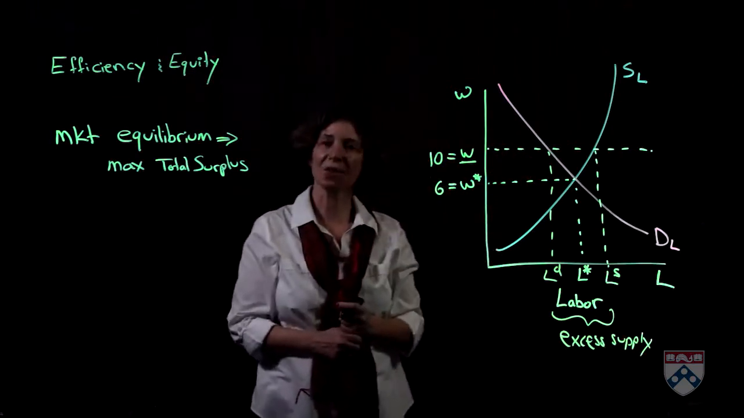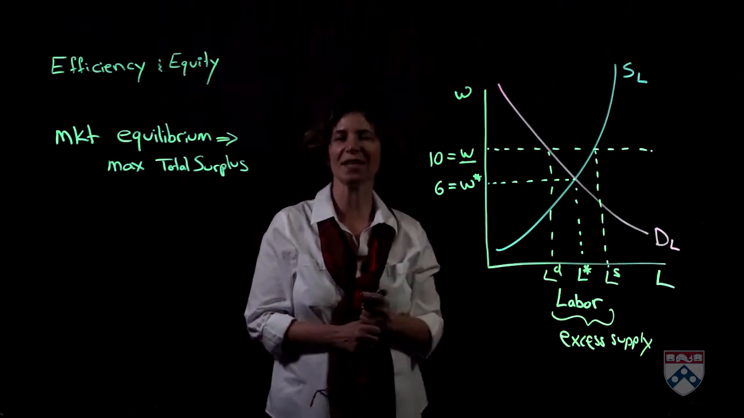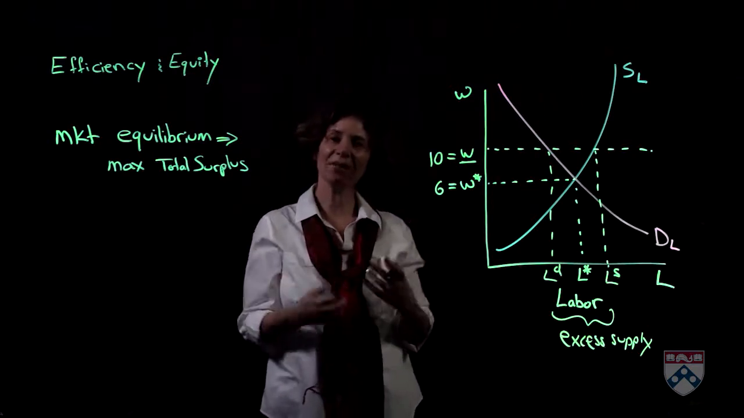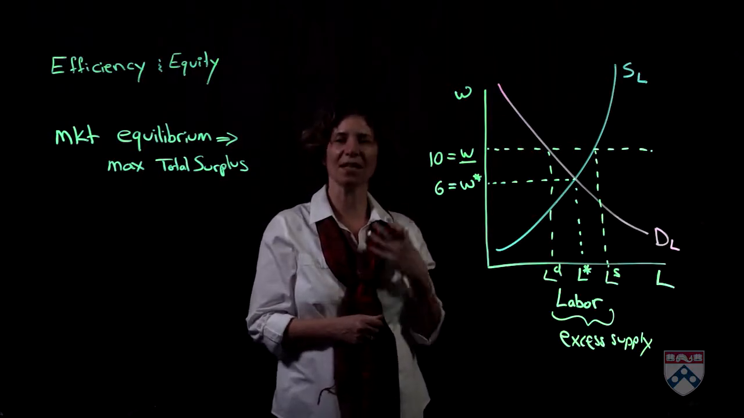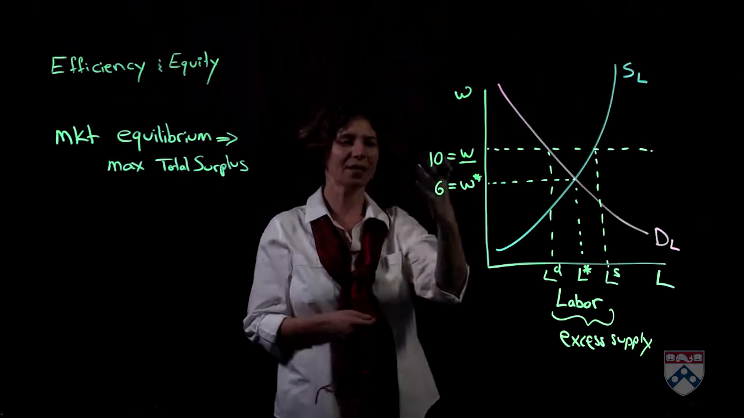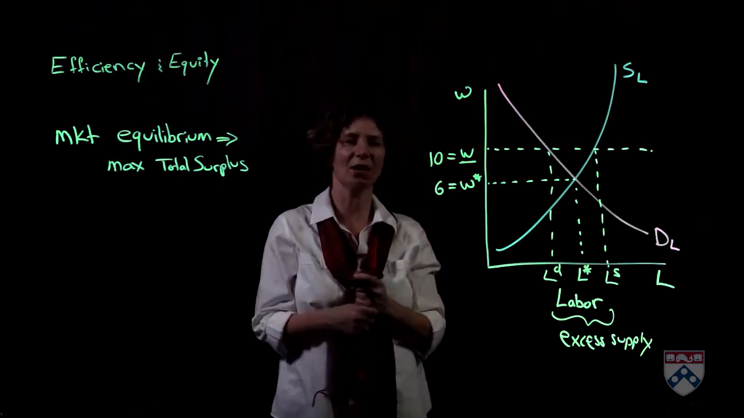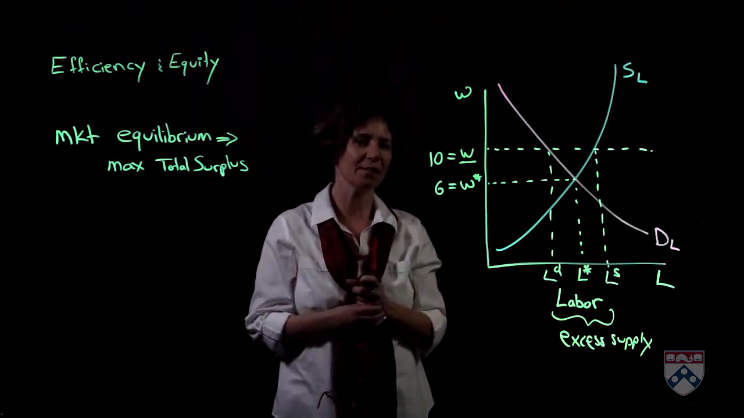Some textbooks and some teachers call this a surplus. I prefer to call this excess supply. In the market for labor, you could think of this as involuntary unemployment. People are looking for a job because they've heard the wage is $10 an hour and they want to work at $10 an hour, but those jobs are not available.